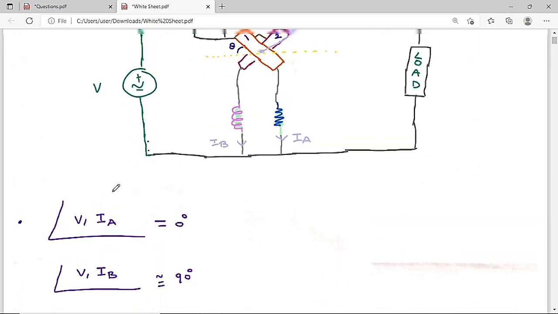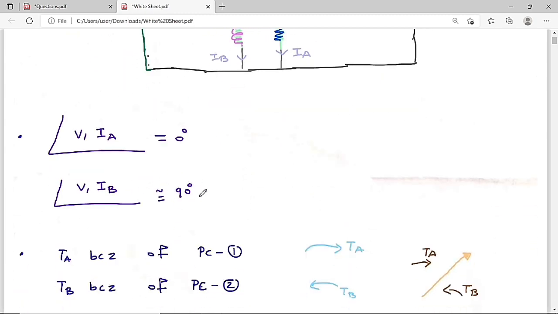We can say the angle between V and Ia, as it is a purely resistor, is nearly equal to 0. Whereas the angle between V and Ib, as it is a purely inductor, is nearly equal to 90 degrees.